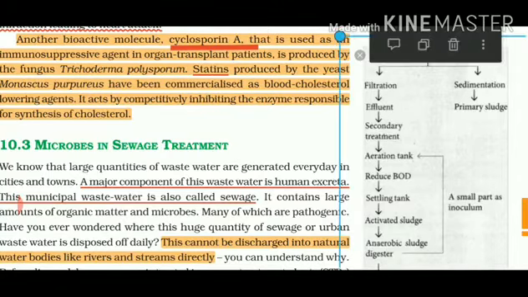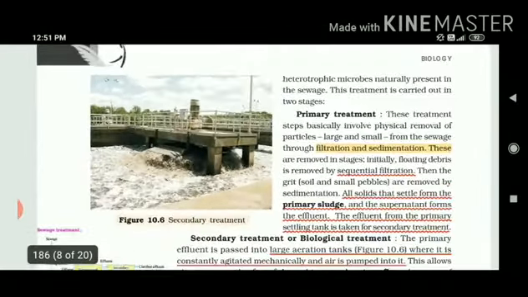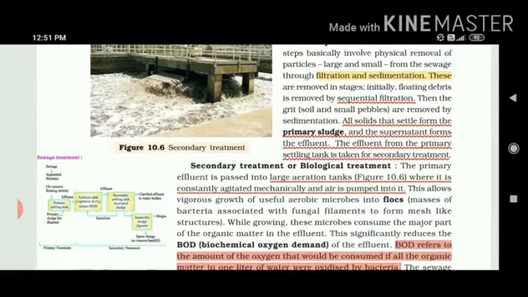On the next page we can see primary treatment. This treatment step basically involves physical removal of particles. Two methods are there, filtration and sedimentation. What do you think? Which kind of waste can be removed by it? All the floating debris. Debris means all the excreta, human and animal excreta. It is removed by sequential filtration.